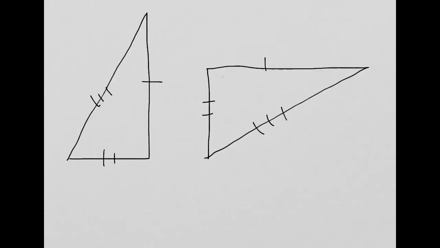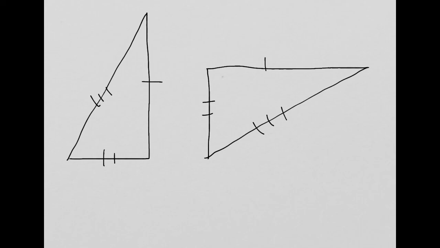Alright, so let's consider this pair of triangles here. Your job is to decide if we can prove that these triangles are congruent, and if we can, are we going to use side, side, side, or side, angle, side? So go ahead and pause the video, copy down the triangles, and write down your answer. Now that you've had a chance to work on it on your own, let's take a look at this together.